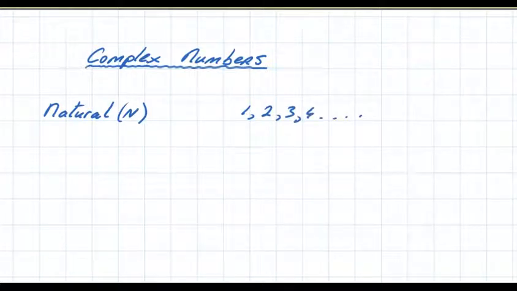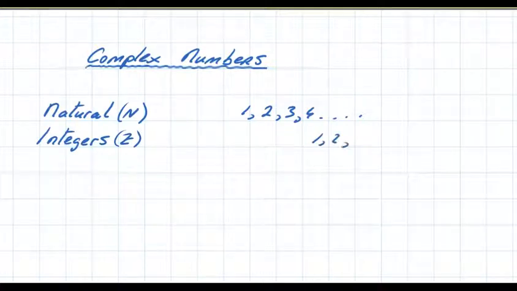After that we have the integers, or Z for short. And of course the difference here is we still include the natural numbers, but now for the first time we're including the 0, -1, -2, etc. So it goes on forever in both directions.